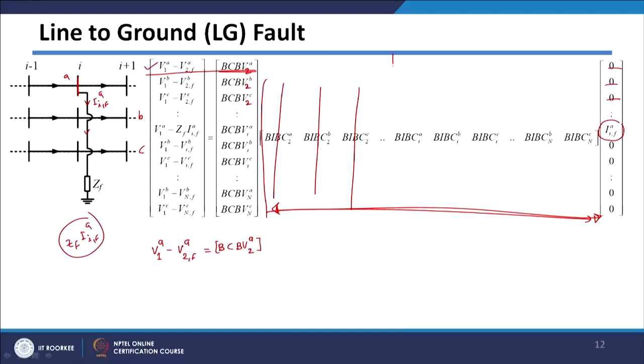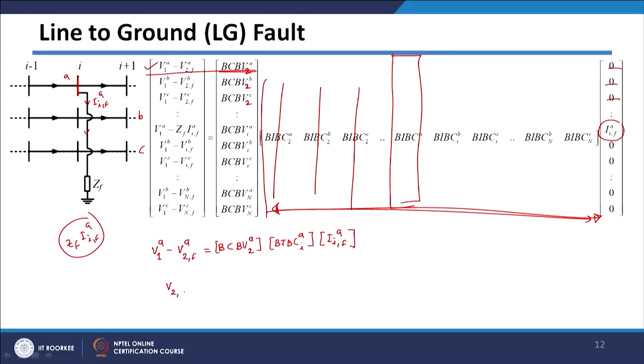So, basically corresponding to IF, you are having this column here, which is BIBC IA, multiplied by your IF, and we can easily write now.